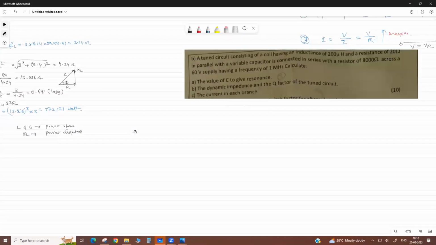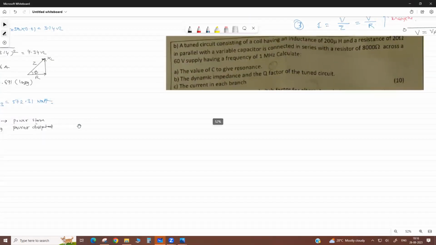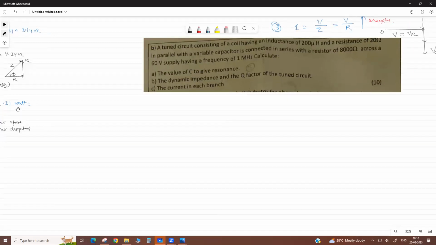See here it is written: a tuned circuit consisting of a coil having an inductance of 200 microhenry and resistance of 20 ohm, in parallel with a variable capacitor. This tuned circuit is connected in series with a resistance across the supply of 60 volt and frequency is 1 megahertz. Calculate the value of C.